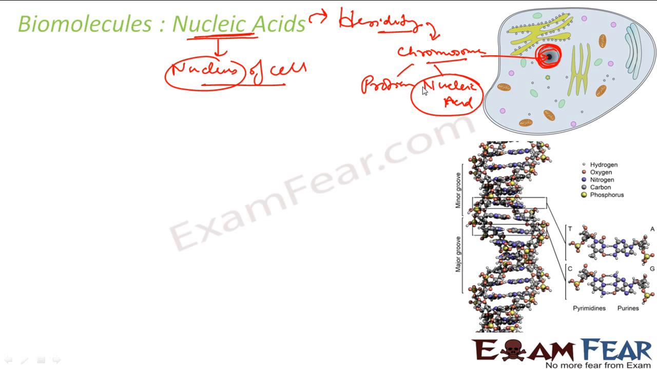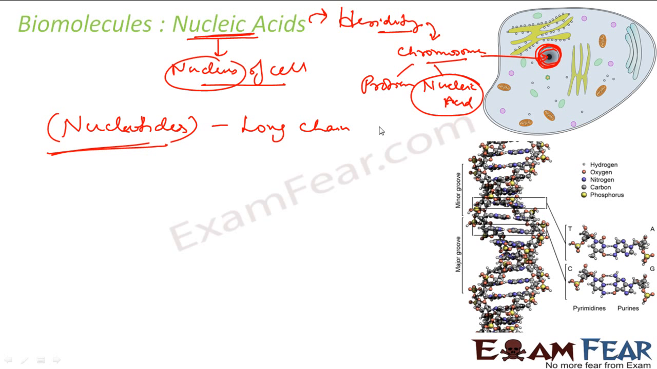Right? So what are nucleic acids? They are long chain polymers of nucleotides. We'll study about nucleotides later. They are long chain polymers of nucleotides, right? And that's why, since they are long chain polymers of nucleotides, they are also called polynucleotides.